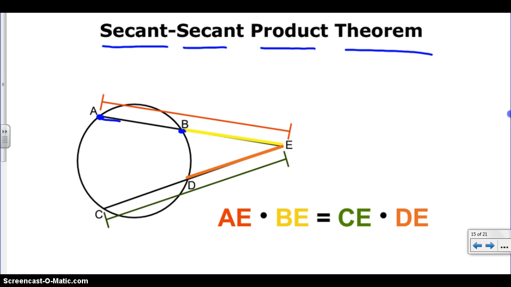The important part is 2. So make sure you don't forget that. And goes through it, of course, which is different than a chord.